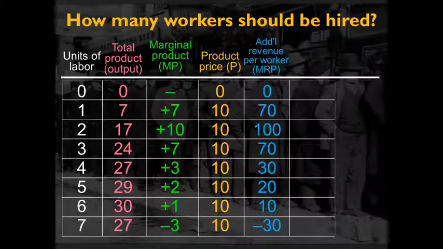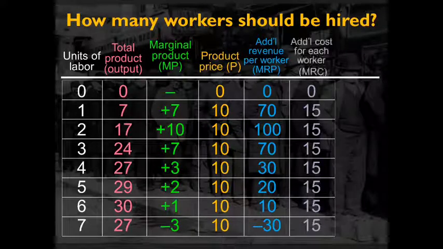So how many workers are you going to hire? Well, that raises the question of MRC. This is the additional cost for each worker. Now we're told we can hire as many workers as we want for $15 a worker. So a firm is going to keep hiring workers so long as the MRP is greater than MRC. And we'll look at this more in depth when we do our simulation. So in other words, a firm is going to keep hiring people so long as that worker generates more money than he costs. All right?